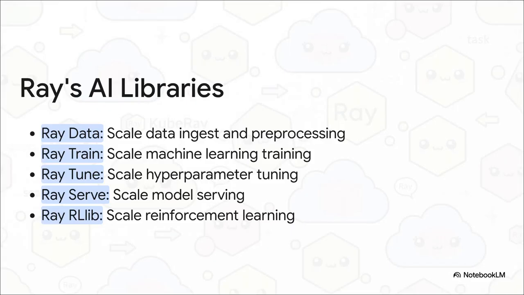But Ray isn't just an engine. It's more like a full toolkit. It comes with a whole suite of specialized libraries that cover the entire machine learning pipeline. You've got Ray Data for wrangling massive data sets, Ray Train for distributed training, Ray Serve for getting your models into production. It's a completely unified, really powerful ecosystem.